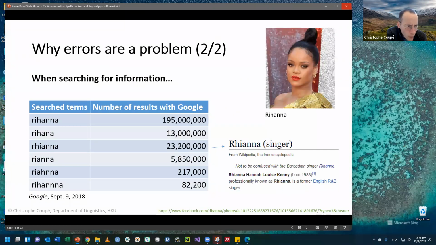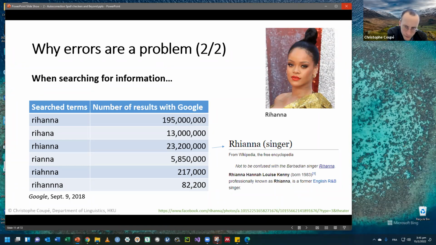It's also a problem when you search for information. Let's say you've heard about this new singer, not so new today, but okay. You've heard about Rihanna. It's a singer. And you don't know how you should write her name.